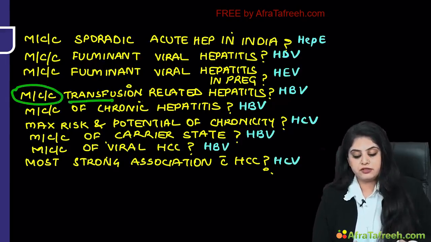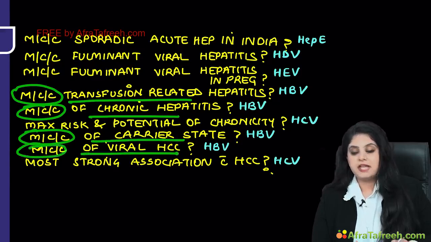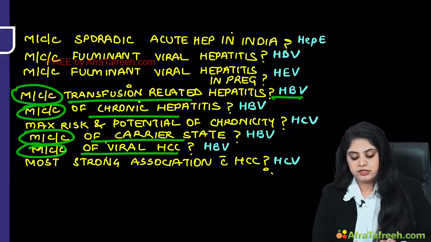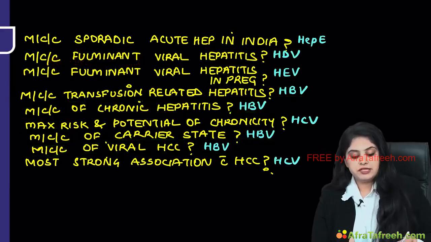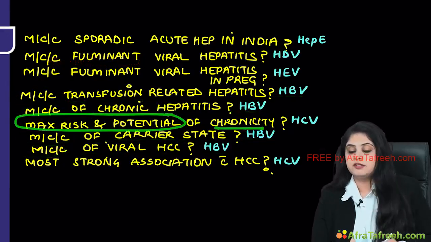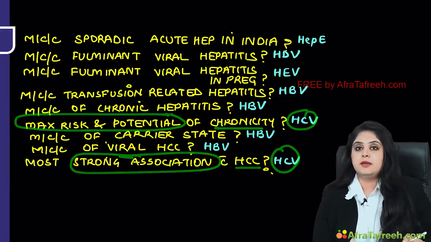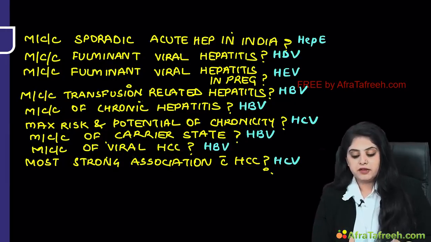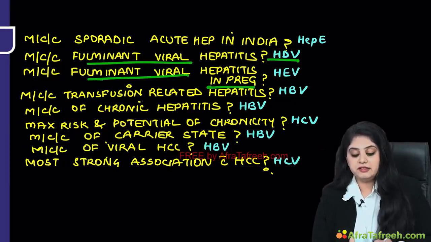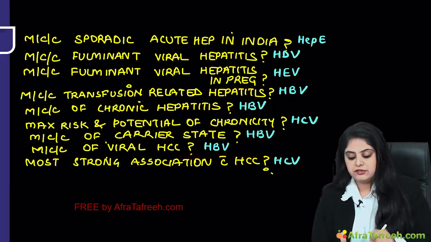Most common cause of transfusion related, most common cause of chronic hepatitis, most common cause of carrier state, most common cause of virus causing liver cancer. Answer to all of these is hepatitis B. But if I ask you which of these has the maximum potential of chronicity or the strongest association of hepatocellular carcinoma, then your answer becomes hepatitis C. Association, strong, potential, inse hepatitis C aayega. Fulminant ke liye hepatitis D, fulminant in pregnancy hepatitis E, and simple acute hepatitis poocha India mein, that is hepatitis E. So I think all of this is settled.